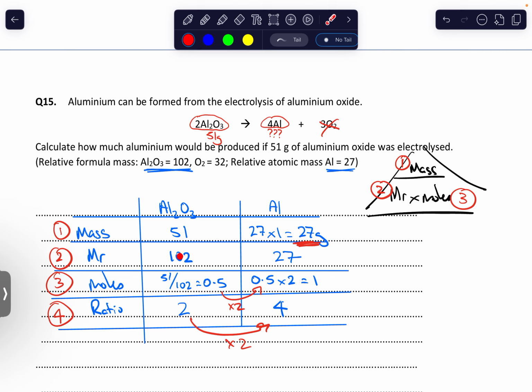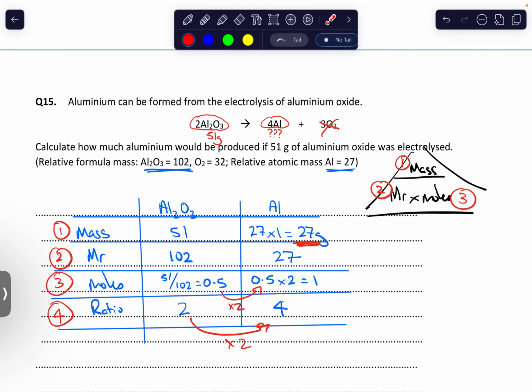So what I'm going to do now is we want to work out the moles. The moles is the mass divided by the MR. So I've got the mass of 51 divided by 102 is 0.5. I then want to write down the ratio. Well, the ratio is from the balanced equation. So this here tells me there are 2 lots of aluminium oxide. So my ratio here is 2. So we've got this column done.